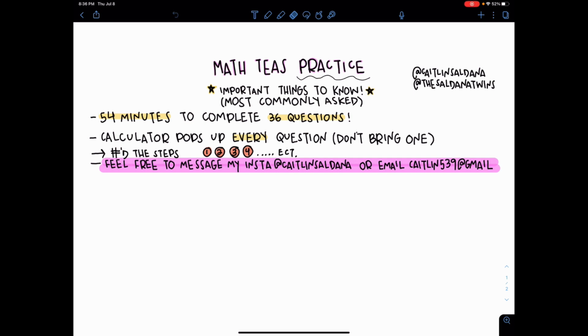The test is 54 minutes for the math section. There are 36 questions that need to be completed. The calculator does pop up for every single question, so you do not have to worry about bringing a calculator on the test. And in my notes, I do have them number by number, and they're all colored, organized.